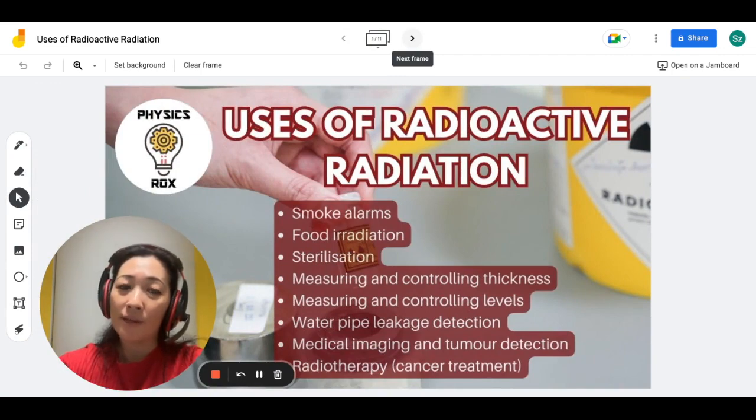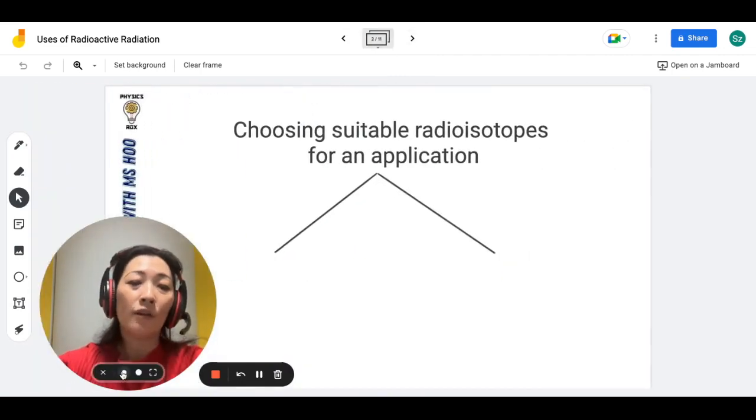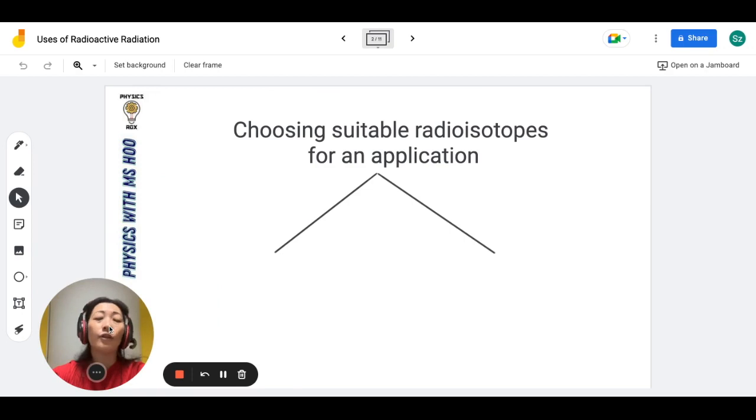Before we go into the uses, first of all, we need to be aware of how suitable radioisotopes could be chosen for an application. There are two things that we need to consider. For one, you need to consider the type of radiation. That means, do we use alpha, beta, or gamma? This is very important because it depends on how we're going to use this radioactive radiation. Alpha, beta, and gamma have their own unique properties. For example, because of their nature, they have different ionizing powers, they have different penetrative powers.